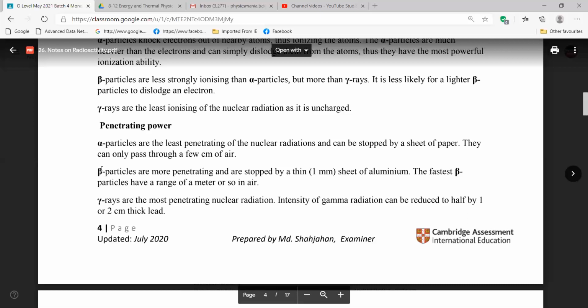Yes, sir. Beta particles are more penetrating and are stopped by a 1 millimeter sheet of aluminium. Sir, isn't it 2 centimeters? Oh, sorry. Yeah, it's right. Continue. The fastest beta particle has a range of a meter in air.